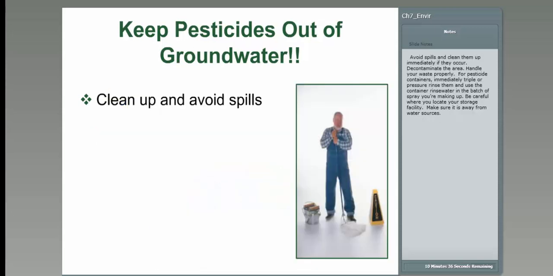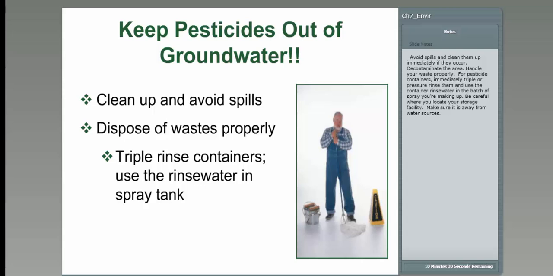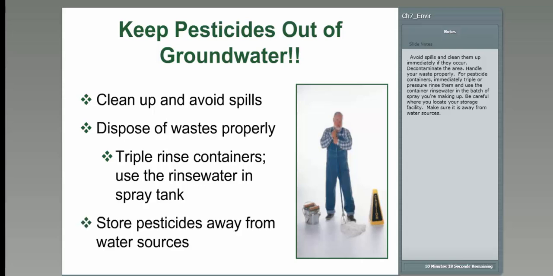Avoid spills and clean them up immediately if they occur. Decontaminate the area. Handle your waste properly. For pesticide containers, immediately triple or pressure rinse them and use the container rinse water in the batch of spray you're making up. Be careful where you locate your storage facility. Make sure it is away from water sources.